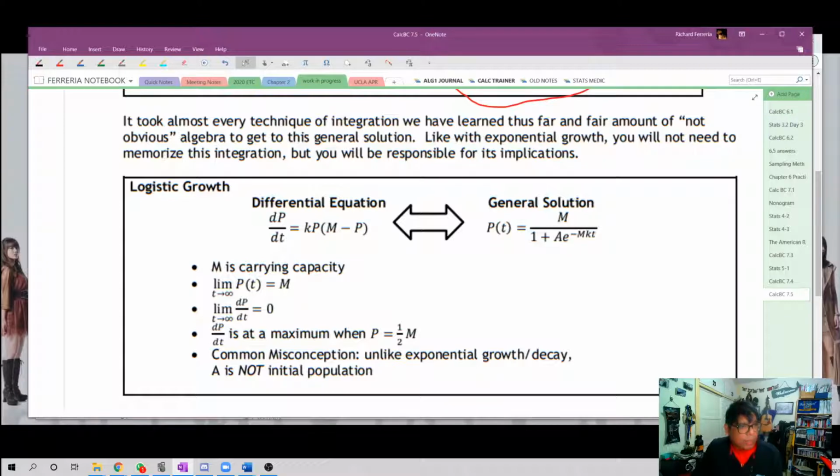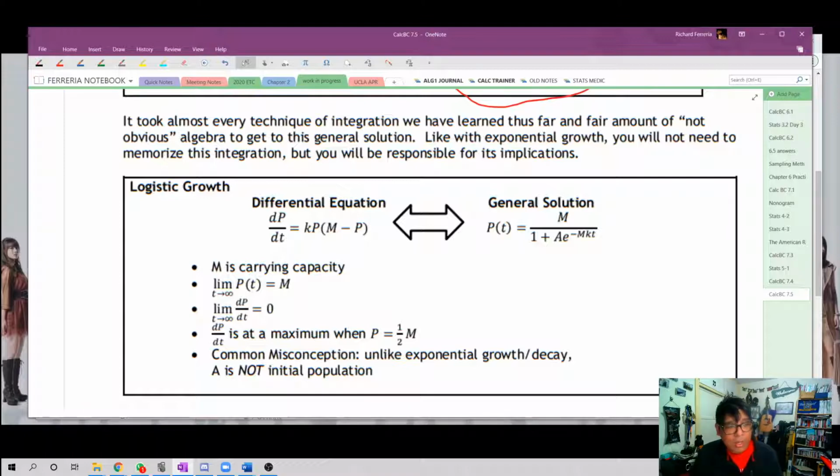Now, all of the same properties hold. As t approaches infinity, p approaches m. This is a new one: the limit as t approaches infinity of dp/dt is equal to 0. And that kind of makes sense because the population started to reach that asymptote, so dp/dt was approaching 0. dp/dt is a maximum when p is 1/2 m.